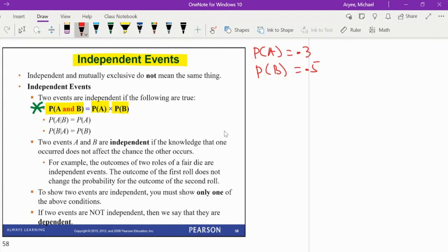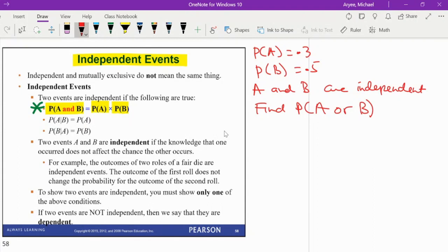Let me say that I tell you that A and B are independent. Then the question says find P of A or B. How do you do this? Start with a formula. This is how you're going to approach it. Write a formula. P of A or B is the same as P of all the A's plus P of all the B's minus the overlap, P of A and B.